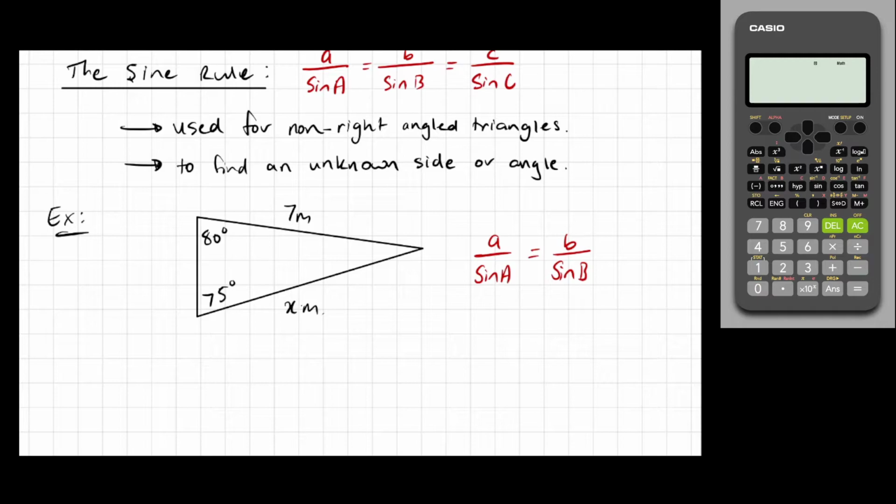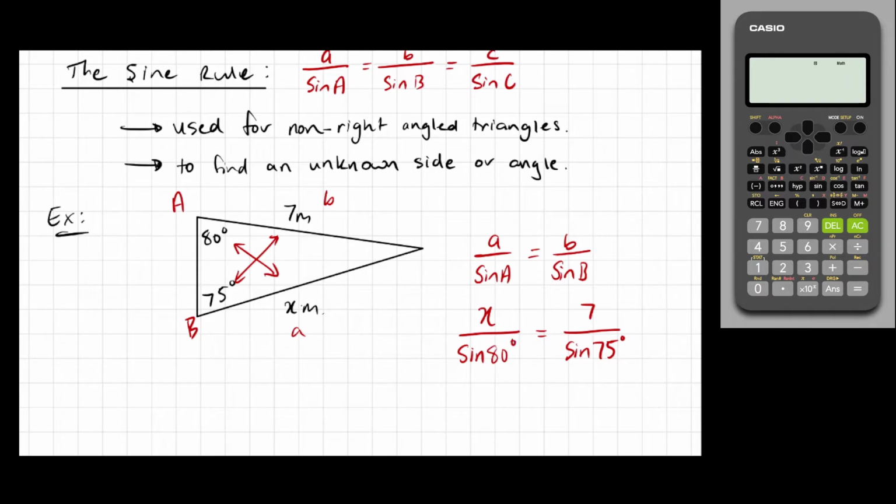And I'm going to label my triangle with the different positions, okay? I'll call this side a, and I'll call this side b, and the angles directly opposite I'm going to call capital A and capital B. Now it's just a matter of replacing the letters with the values in the positions where they are. So my a is my x over sine 80 is equal to 7 over sine 75.